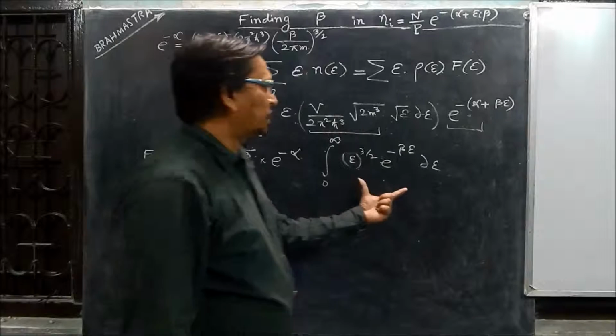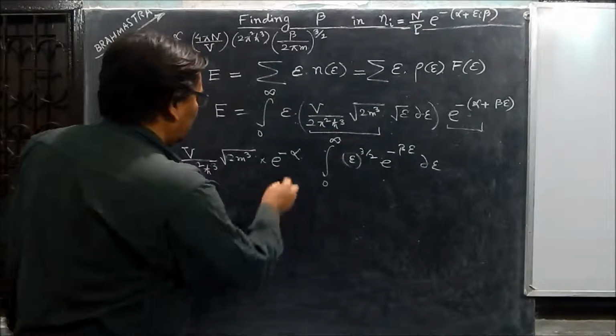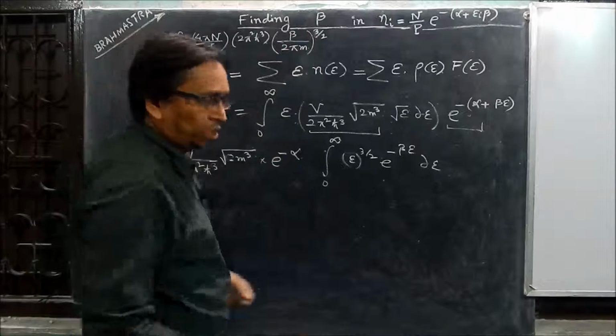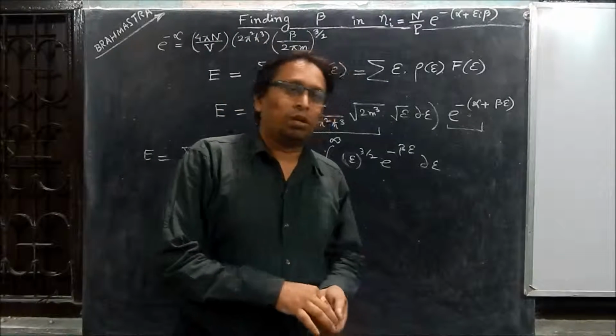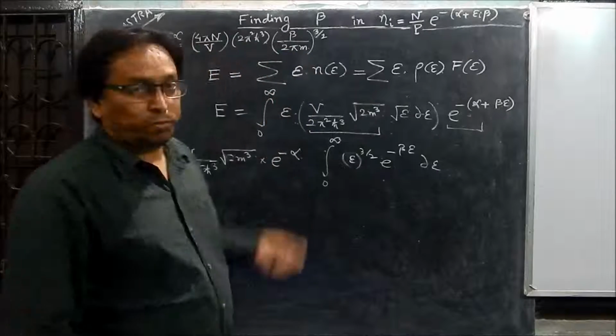So we have to integrate this part. The integration is not large, but this constant part is very large. Now, we have already derived the value of e to the power minus alpha in our previous class. Those who have not seen that class, please go and see it, where I have derived the value of e to the power minus alpha.